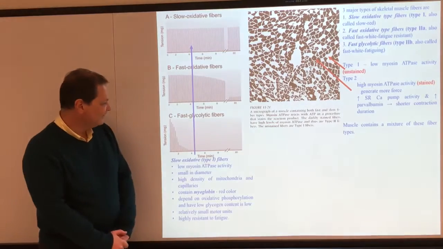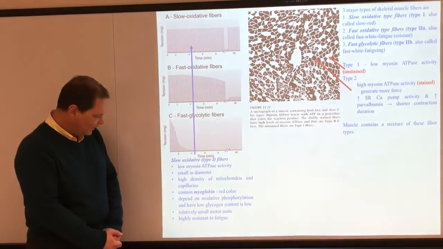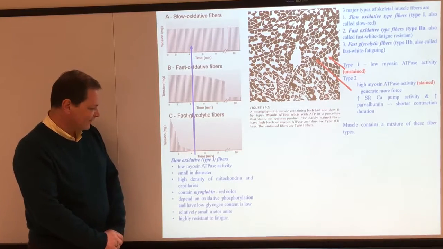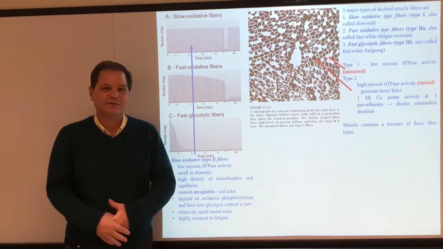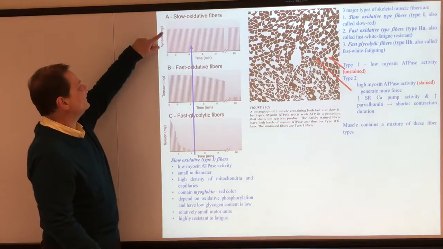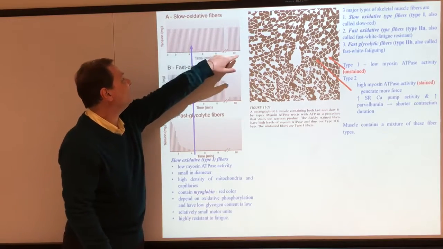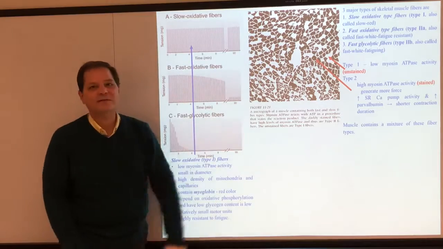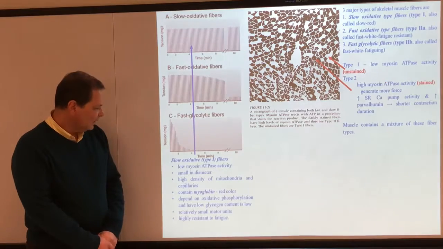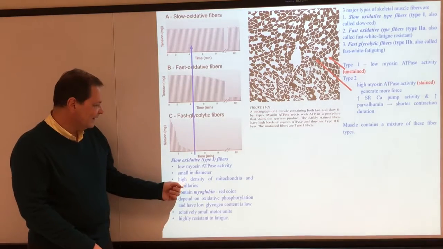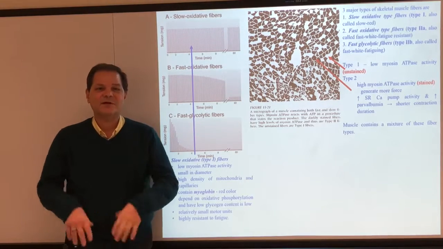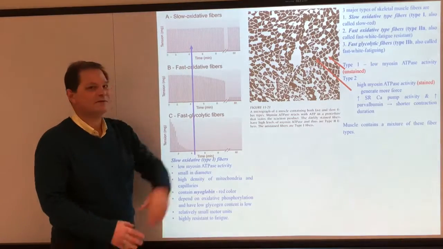The slow oxidative fibers are very resistant to fatigue. They have a low myosin ATPase activity, which means they don't generate quite as much force as the other fiber types, but they do generate that force for a long time. In repeated stimulation of muscle over time, you can see the tension generated is not going down over time. This is 60 minutes, and this fiber is still going strong. They have a high density of mitochondria because they are dependent upon oxidative phosphorylation, and of course, oxidative phosphorylation produces lots of ATP, which keeps this contraction going as well.